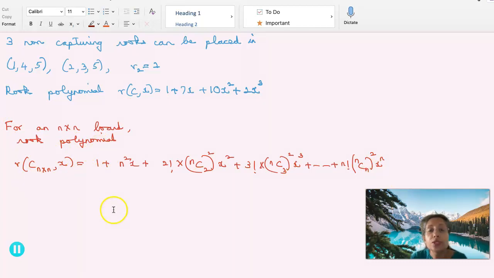Thank you, and I hope this was interesting to you. We have just learned what a Rook polynomial is, how to calculate Rook polynomials for basic cases, and generalized it for n by n cases. Thank you.